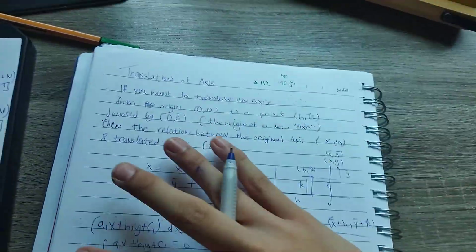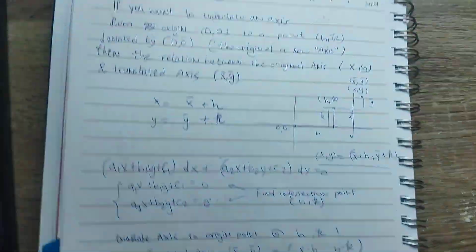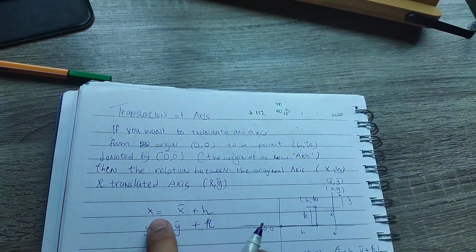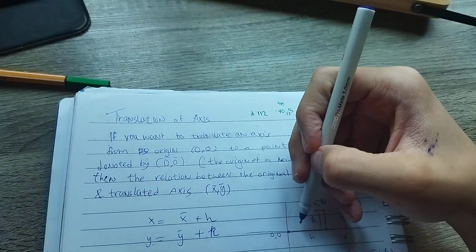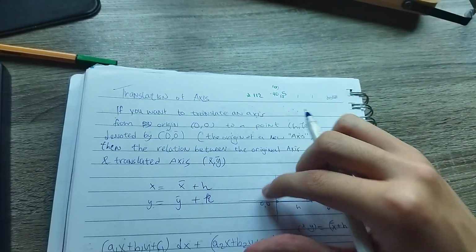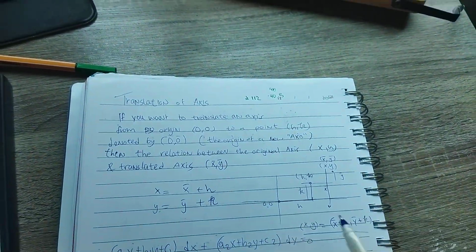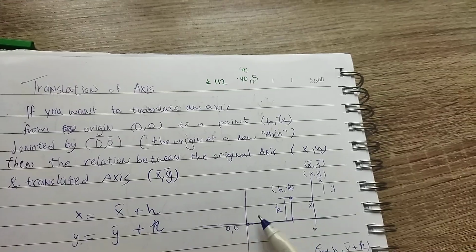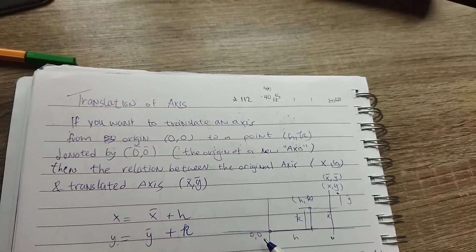Okay, I'm going to describe something real quick over here. I'm just going to be talking about translation of axis. What is really going on over here is that if you say we have x and y as the original coordinates relative to an origin point 0, 0, we want to translate it to a point denoted by h, k in terms of the same axis.